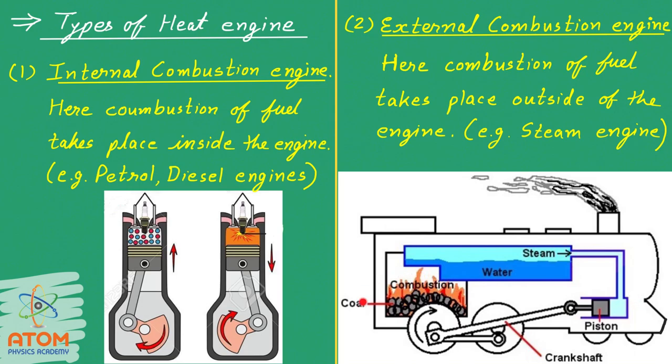Now here you can understand that this is the basic engine, right? But the combustion is taking place outside the engine and that's why this type of engine is known as external combustion engine. Obviously the efficiency of an external combustion engine is less than that of an internal combustion engine and that's why you might have noticed that nowadays steam engines have just stopped. Government is not allowing the use of this type of steam engine anymore.